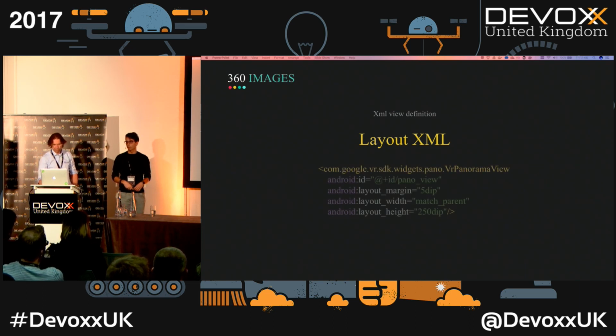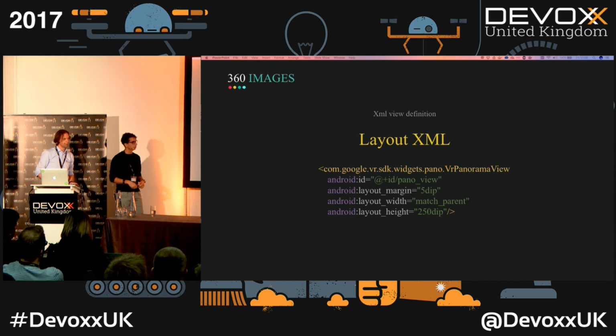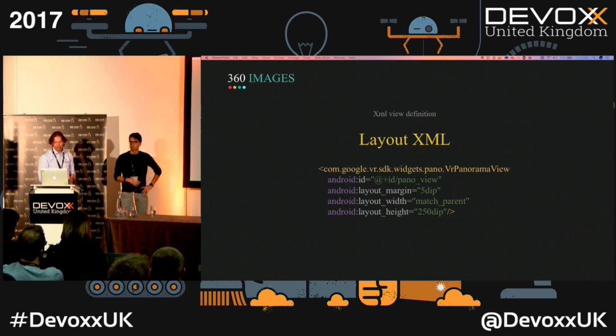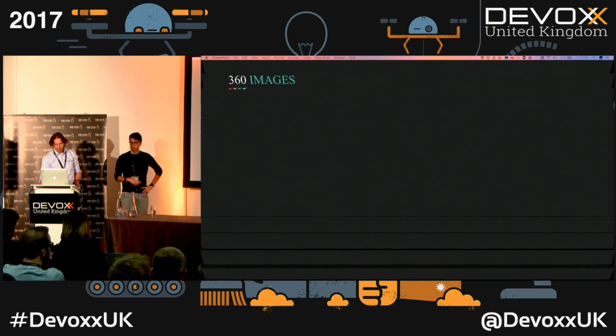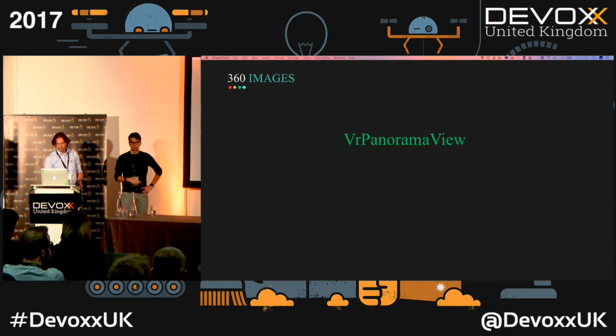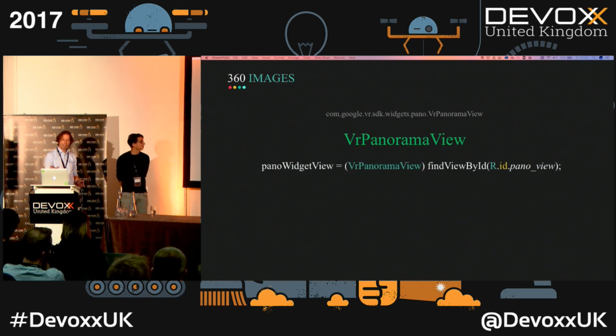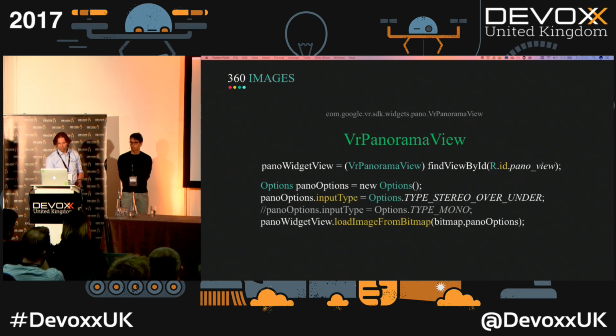So this is a layout XML. It's a VR panoramic view. And then you need to give it an ID and some properties, and a width and a height. That's what you do with it. Next to that, you define a VR panoramic view, which is in the following package, and you bind it to the layout XML. You have the ID over here, so findViewById, so you bind it to that view. And you do the same over here.